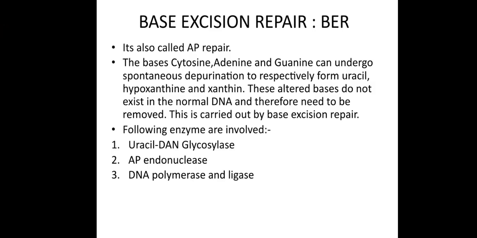Now, base excision repair. It is also called AP repair. The bases cytosine, adenine and guanine can undergo spontaneous deamination to form uracil, hypoxanthine and xanthine respectively. These altered bases do not exist in normal DNA and therefore need to be removed. This is carried out by base excision repair. The following enzymes are involved: uracil DNA glycosylase, AP endonuclease, DNA polymerase and ligase.